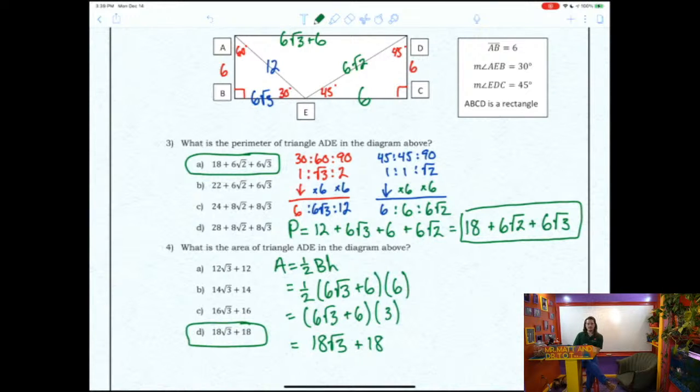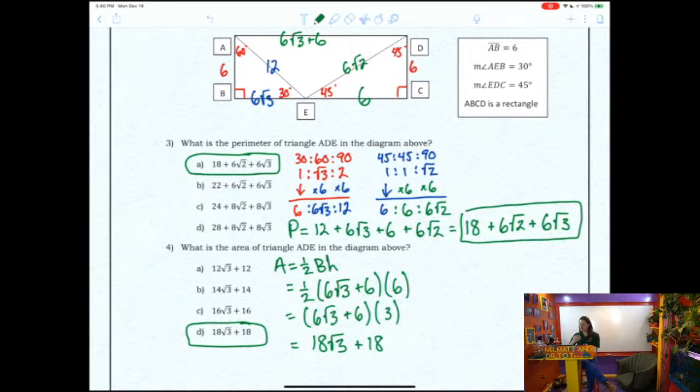Adding up the relevant side lengths of the missing triangle, or triangle ADE, we're going to have 12 plus 6 root 3 plus 6 plus 6 root 2. The constant values of 12 and 6 can combine to make 18, leaving us with a final answer of 18 plus 6 root 2 plus 6 root 3. Notice that there's no common radicand in those radical values, so we can't combine them. 6 root 2 plus 6 root 3 is in final simplified form.